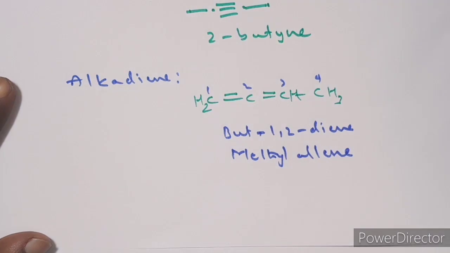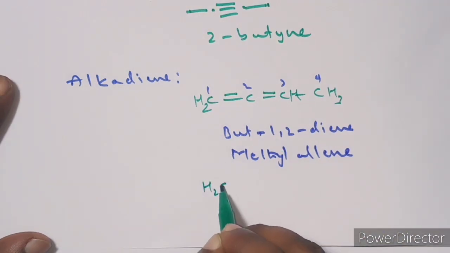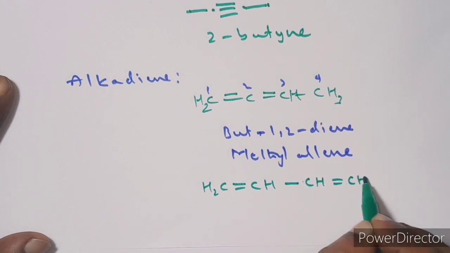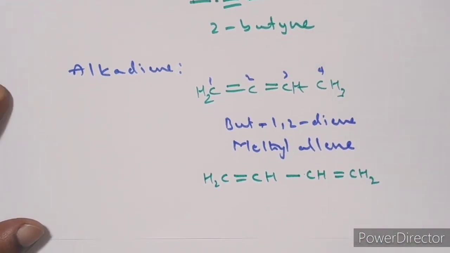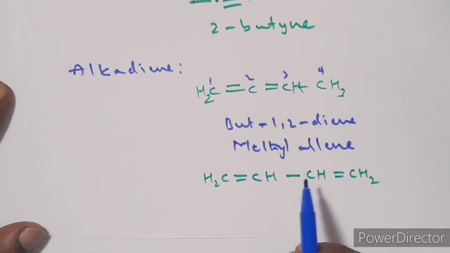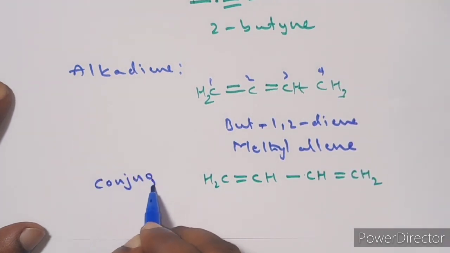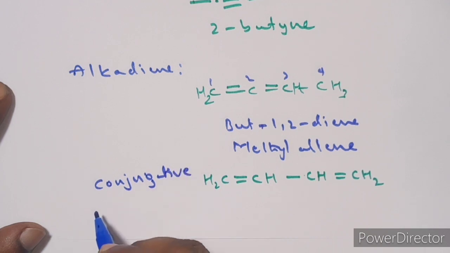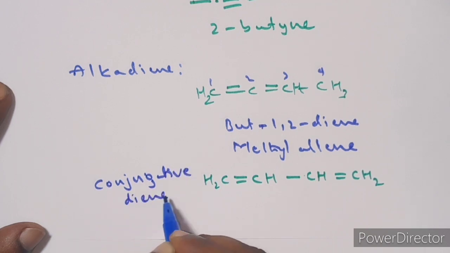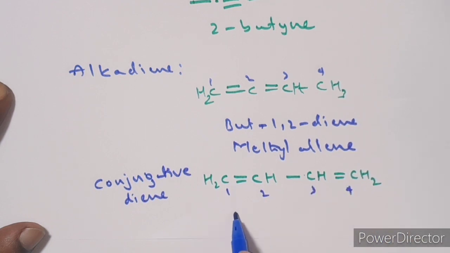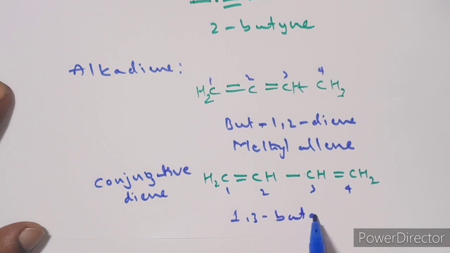Now change the position of the double bond here. You can write it like this: CH double bond CH double bond CH2. In this case, two double bonds are separated by one single bond. Such kinds of alkadienes are called conjugated dienes. What is the name of this conjugated diene? With 1, 2, 3, 4 numbering, this is called 1,3-butadiene. Generally, we use it in polymerizations.